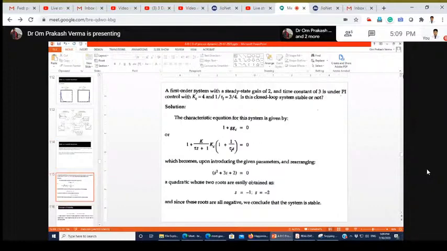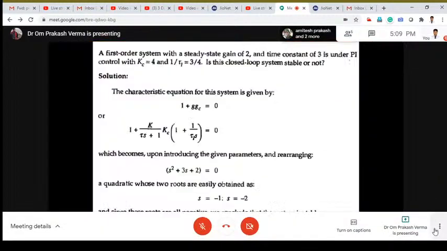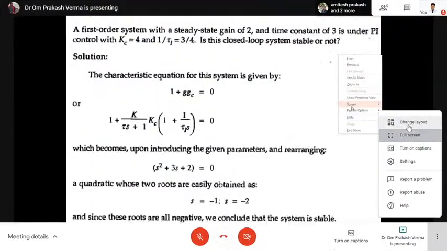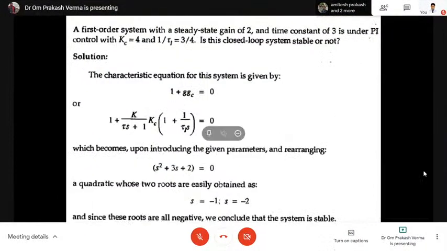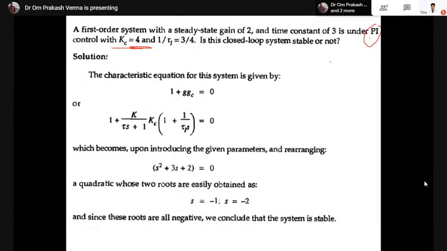First order system with a steady state gain of 2. Okay. So steady state gain is 2 here, and time constant is 3. So it means the transfer function becomes 2 upon 1 plus 3s, right? 2 upon 1 plus 3s is under PI control. PI means proportional plus integral control. Okay, proportional plus integral control, and the Kc given in the PI control we will discuss after some time.